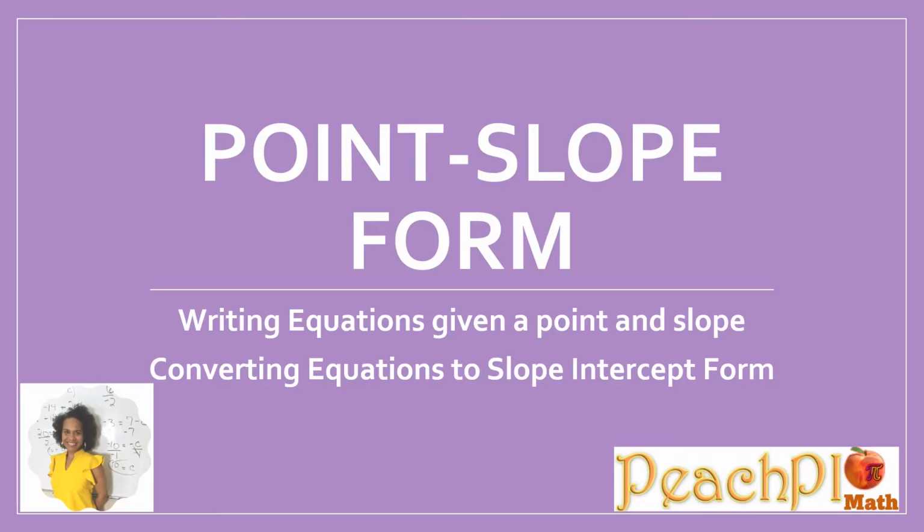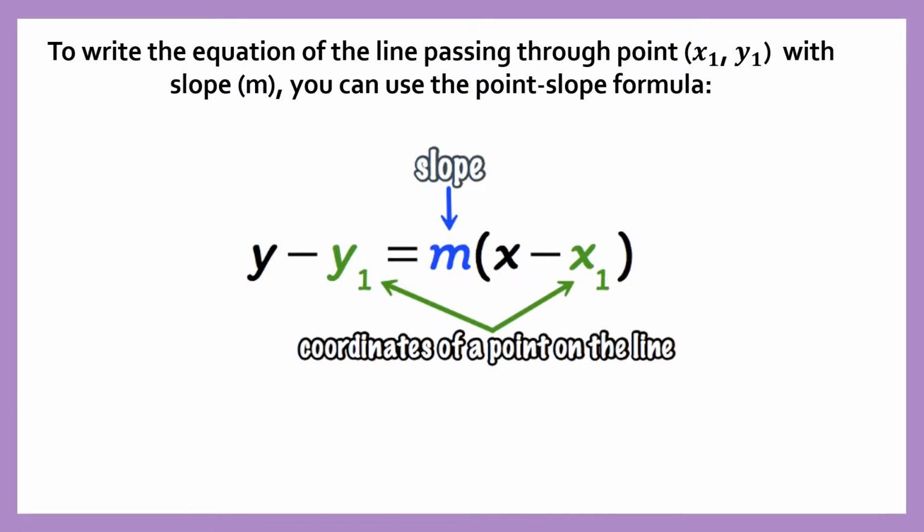In this lesson, we're covering point-slope form, and we're looking at writing equations if we're just given a point and a slope, and then converting that equation to slope-intercept form. So let's get started. To write an equation of a line that passes through a point and with a slope, we can use point-slope form.